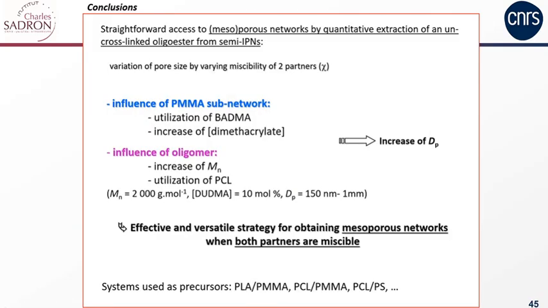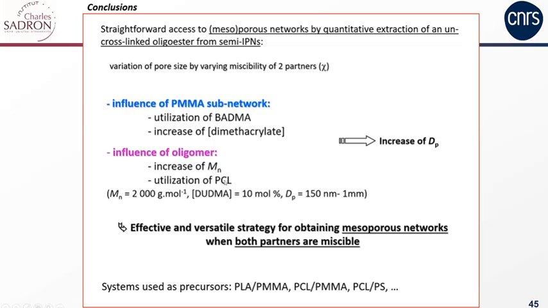So as conclusions, this is a straightforward access to porous or mesoporous networks by quantitative extraction of uncross-linked oligoester. We vary the pore size by varying the miscibility of the two partners. So the cross-linker has an influence, the composition, the concentration of the cross-linker as well. Concerning the oligoester, if we increase the molar mass of oligoester, we will increase the pore size. Of course, I didn't show it here, but this is quite logical.